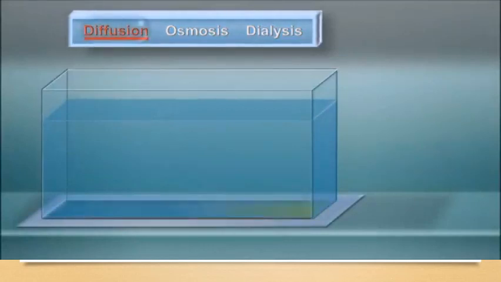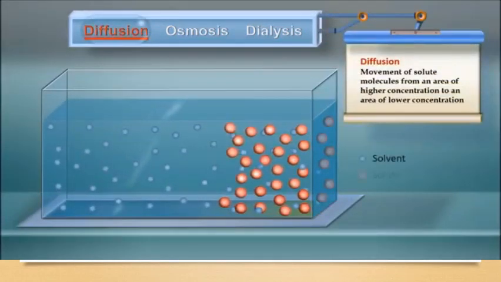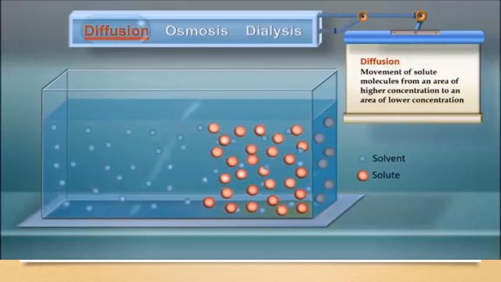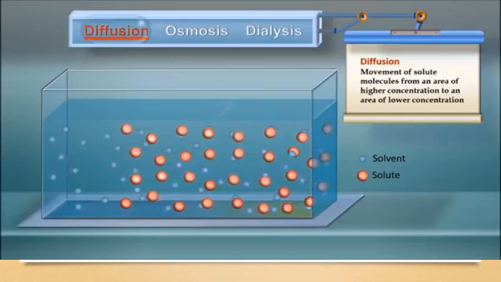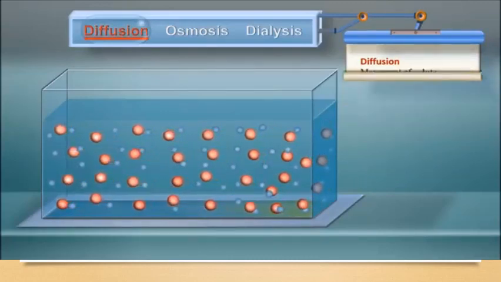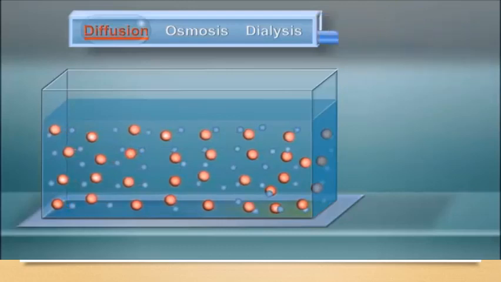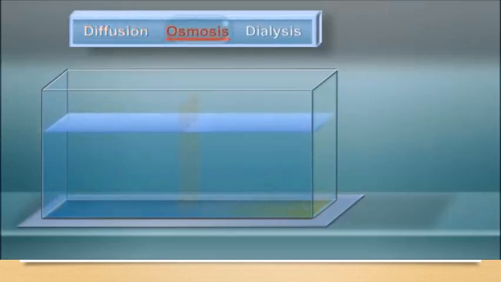Diffusion, osmosis: what is the difference? You can see this in this animation. Number one is diffusion. Diffusion is the movement of solute molecules from an area of higher concentration to an area of lower concentration. Remember, movement of solute molecules, only solute molecules.